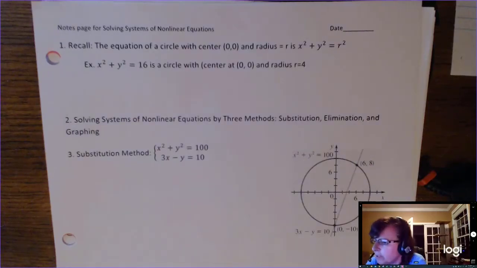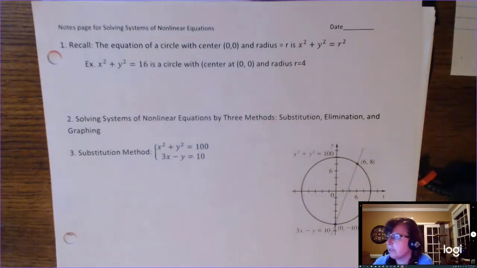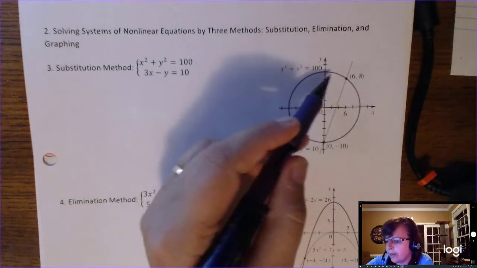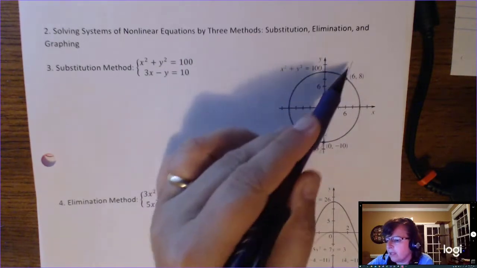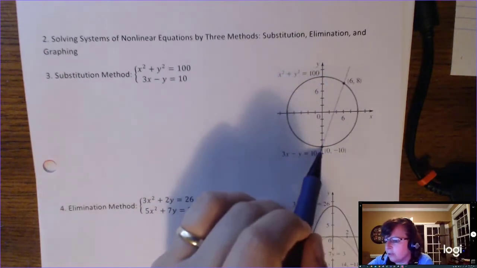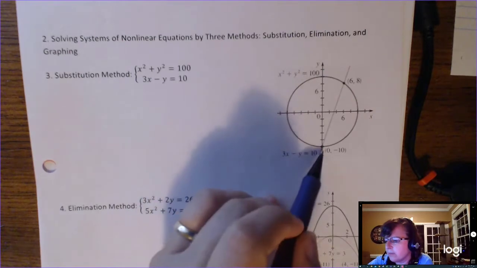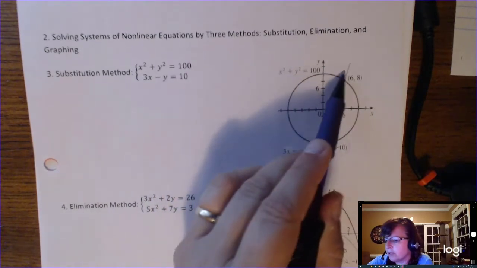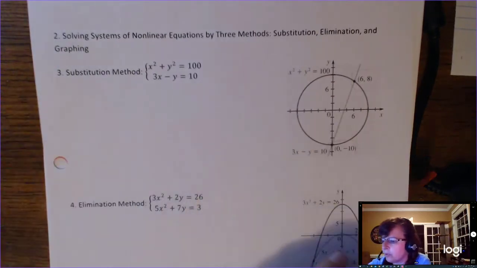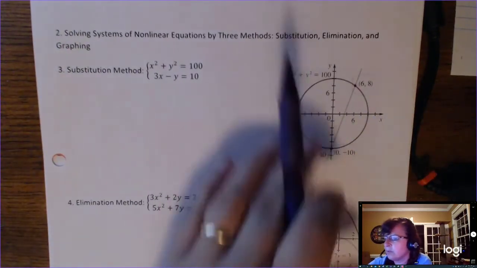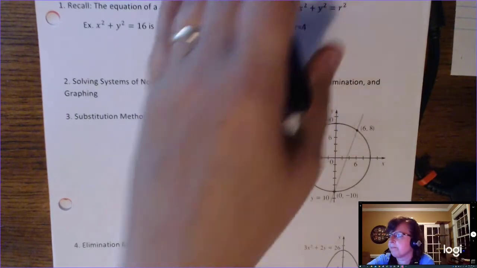This notes page is on solving systems of nonlinear equations. Now we did this in Unit 1 where we just looked at a graph. And if you have a circle and a line, the solutions to the system are the intersections. And you might have more than one. Well, this time we're going to use algebra to solve the system.